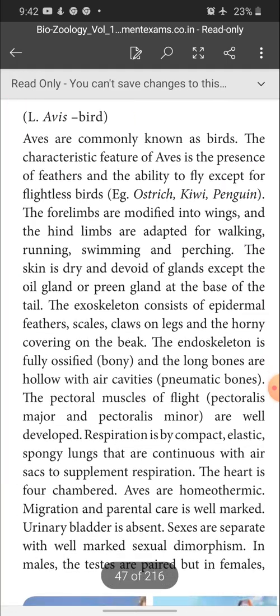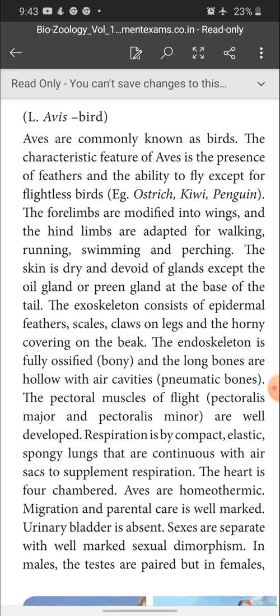Class aves. Aves are commonly known as birds. The characteristic feature of aves is the presence of feathers and the ability to fly except for flightless birds. Example: ostrich, kiwi, penguin. The forelimbs are modified into wings and hind limbs are adapted for walking, running, swimming and perching. The skin is dry and devoid of glands except the oil glands or preen glands at the base of the tail. The exoskeleton consists of epidermal feathers, scales, claws on legs and the horny coverings on the beak.